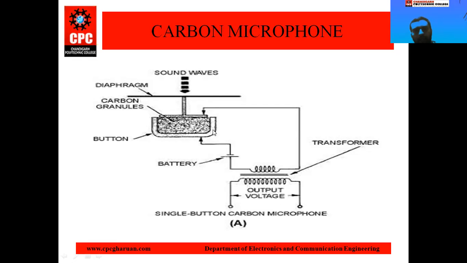The variation depends upon the sound pressure which we apply on the diaphragm. And this is your bucket in which the carbon is stored. This is the circuit diagram of the carbon microphone.